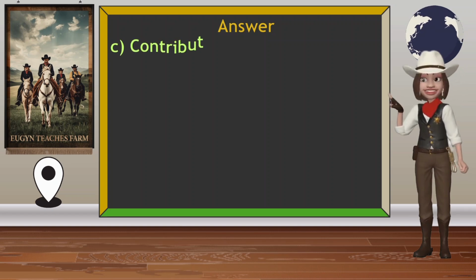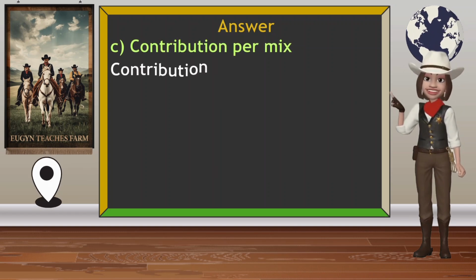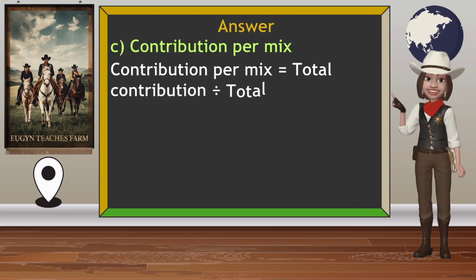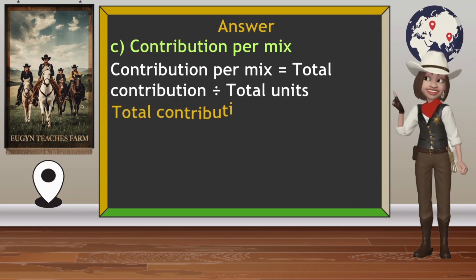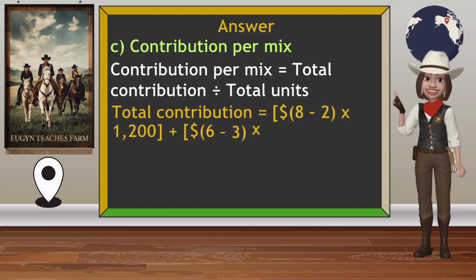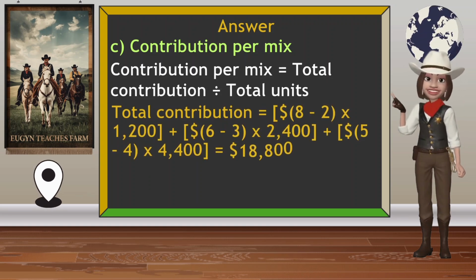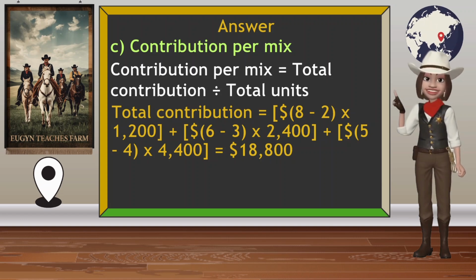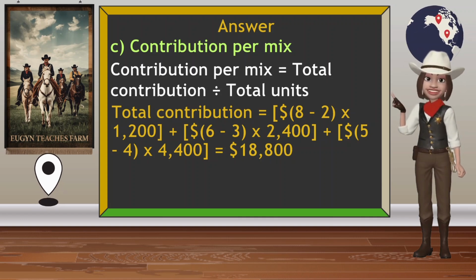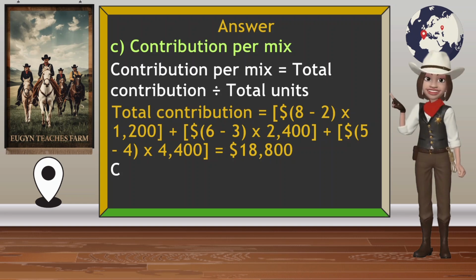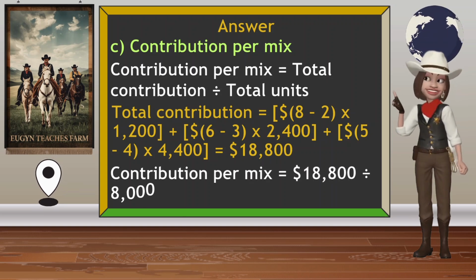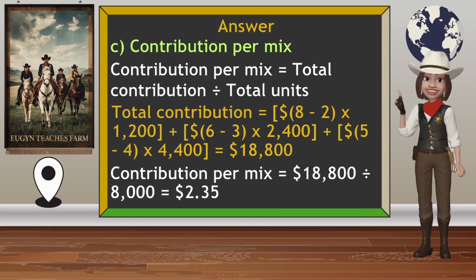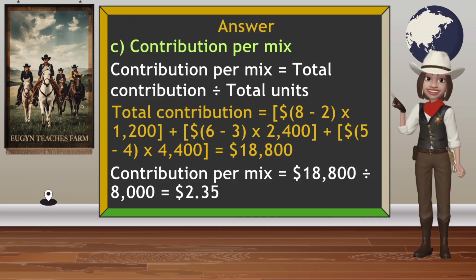To calculate the contribution per mix, we take the total contribution for the 3 products divided by the total units for the 3 products. To get the total contribution, we calculate the contribution per unit, which is the selling price per unit minus the variable cost per unit, times the number of units. We work out the total contribution for the 3 products, then we sum them up. That gives us $18,800. The total units is 8,000. We divide the 2, which gives us the contribution per mix is $2.35.